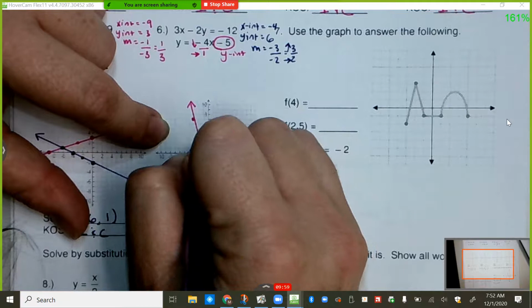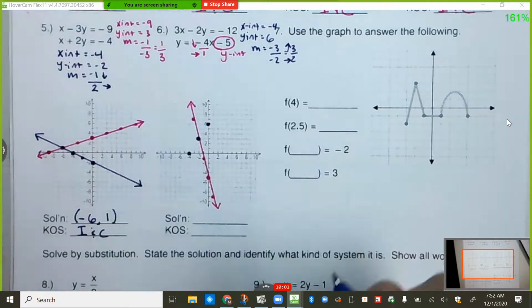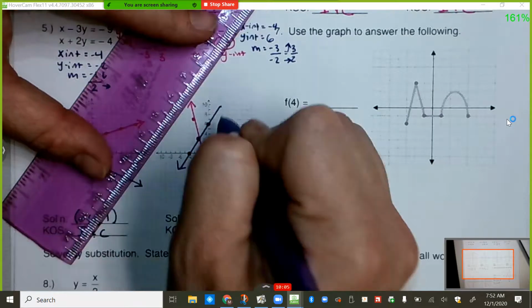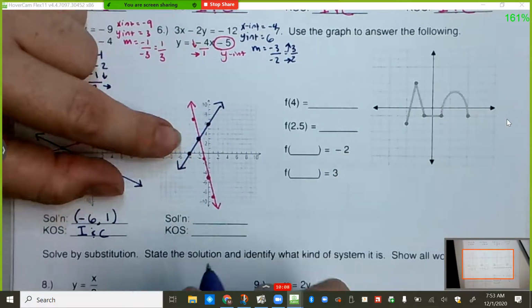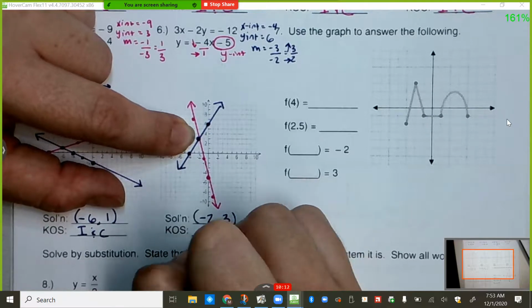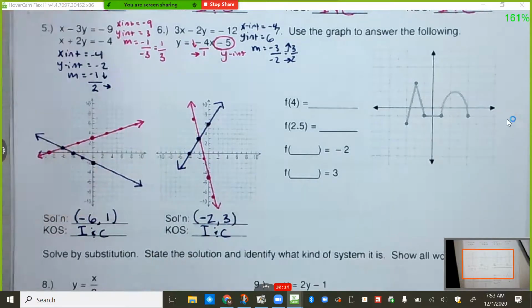Up 3, right 2, up 3, right 2. So right away I see where they touch. And my solution is -2, +3. And again, it is independent and consistent.